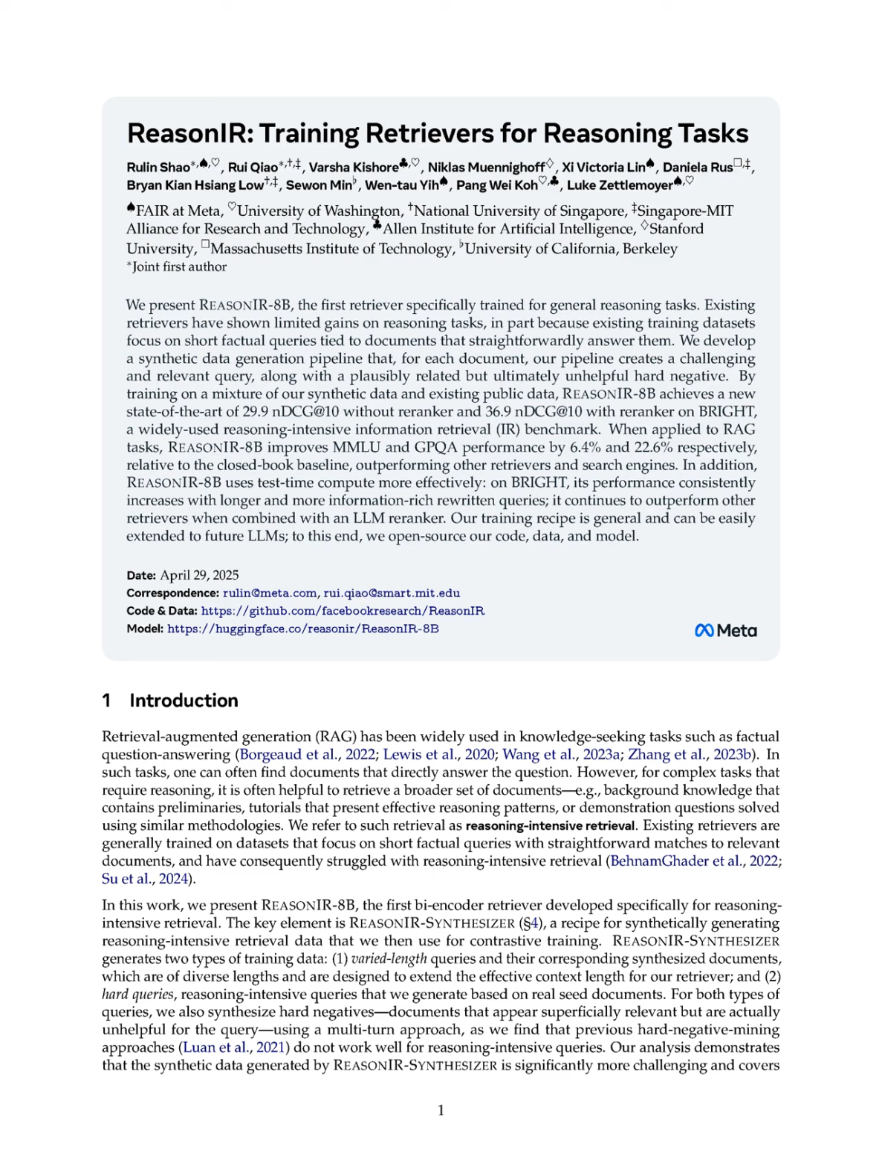This synthetic data generation allows ReasonIR 8B to better handle the low lexical and semantic overlap often found in reasoning-intensive queries, thereby improving retrieval quality. Ultimately, ReasonIR 8B achieves state-of-the-art performance on reasoning-intensive benchmarks by leveraging this tailored training data and enhancing the effective context length for queries, distinguishing it from traditional retrieval methods that are ill-equipped for such tasks.